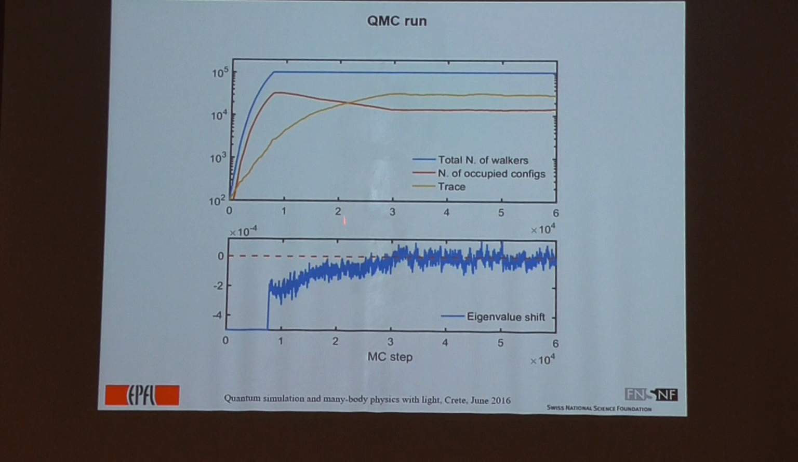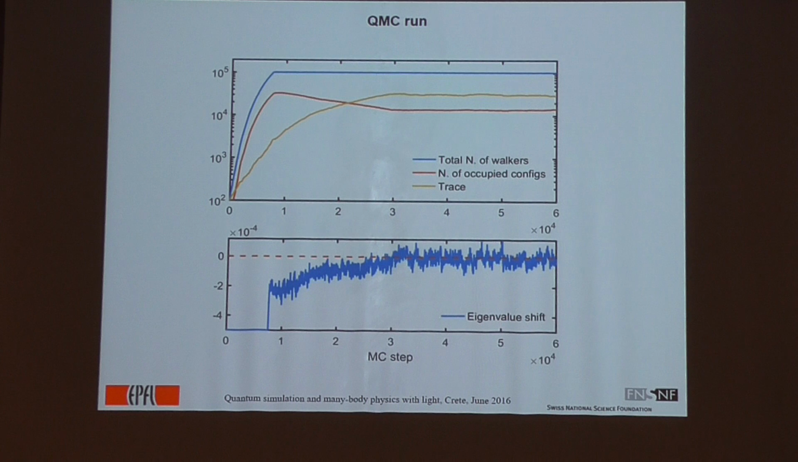This is a typical Monte Carlo run. I'm plotting here on top the blue curve, which is the total number of walkers. It increases. You start from the ground state. The number of walkers starts increasing because the shift is negative. The initial value of the shift is negative, and then it saturates to some fixed value that you decided, and there it stops because of the update expression that I have shown.